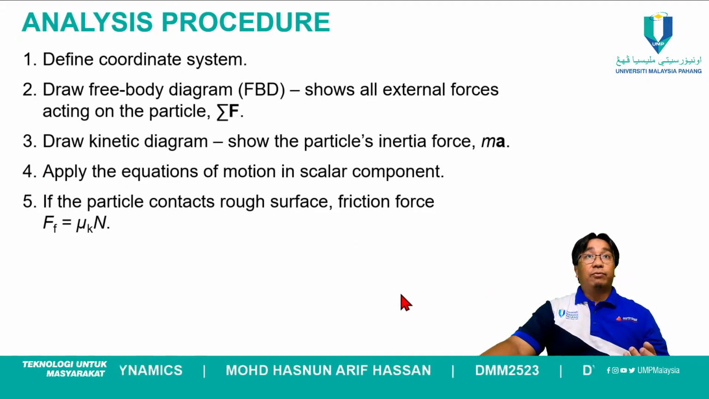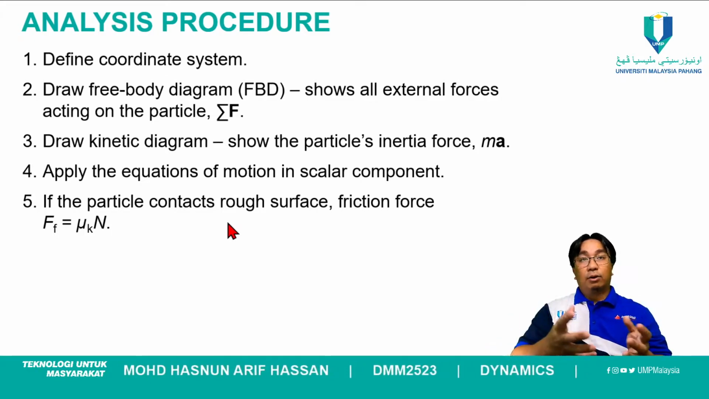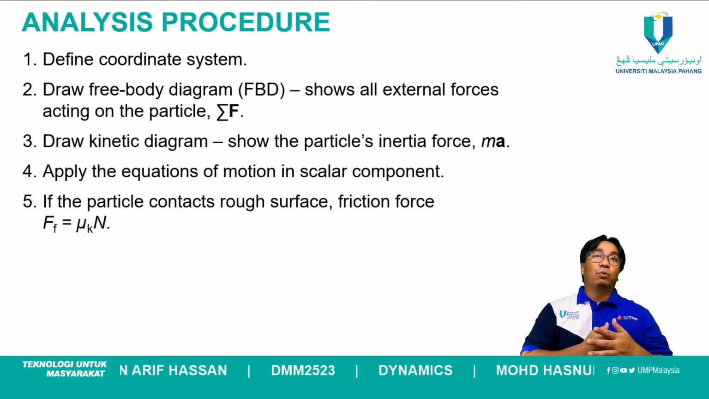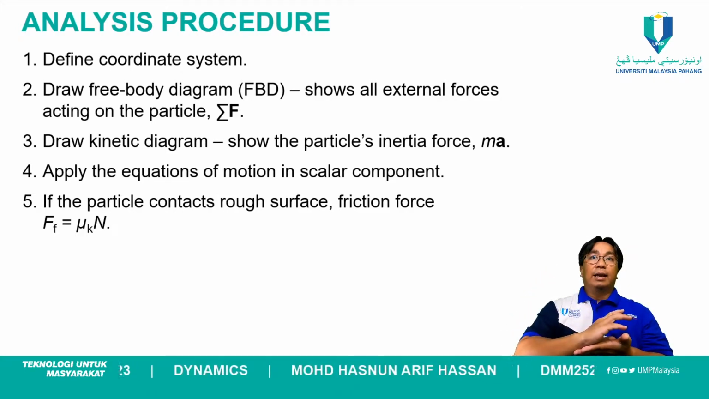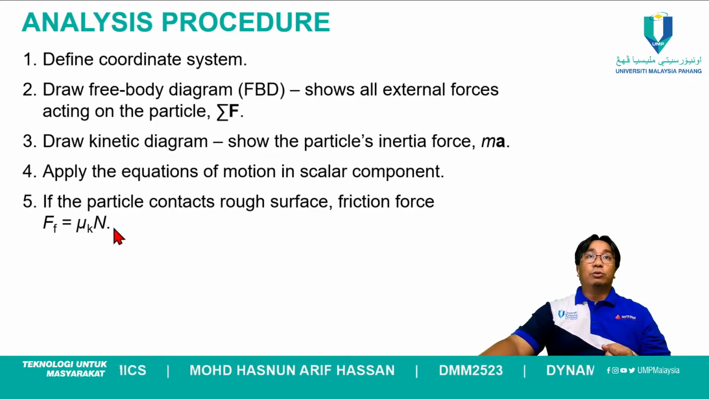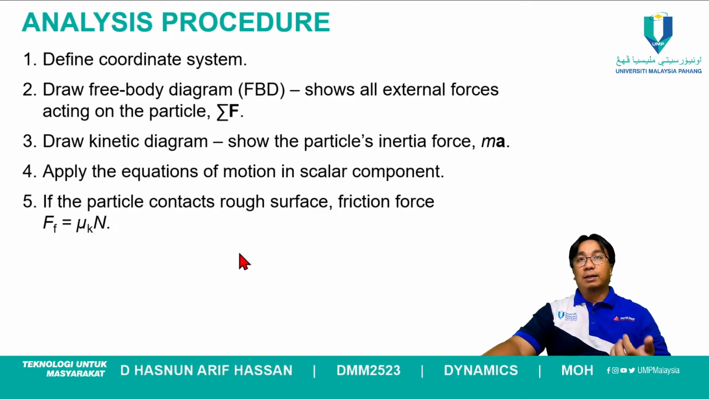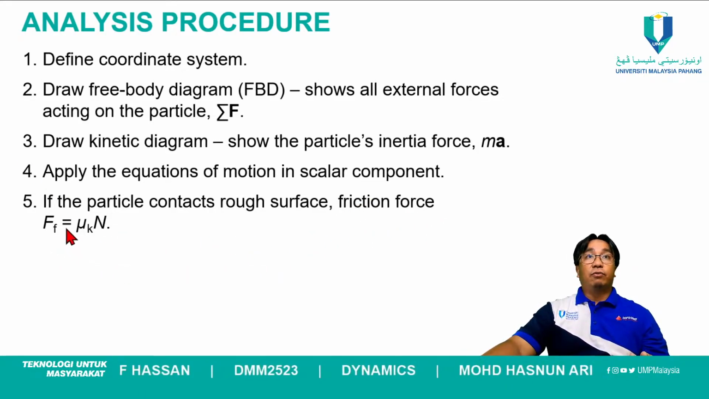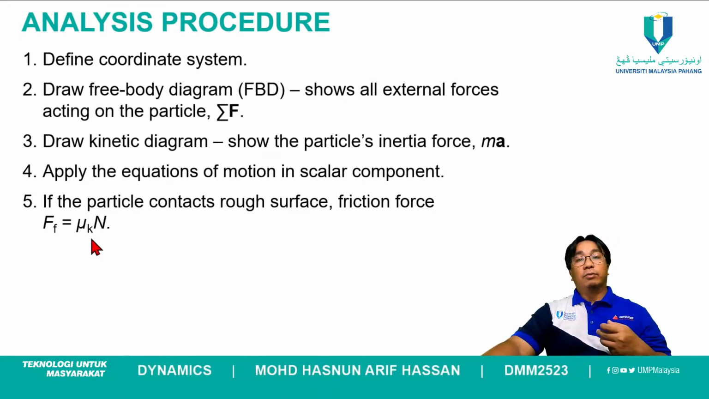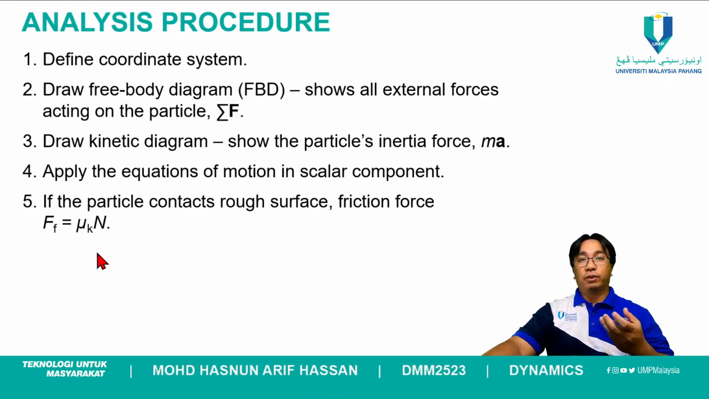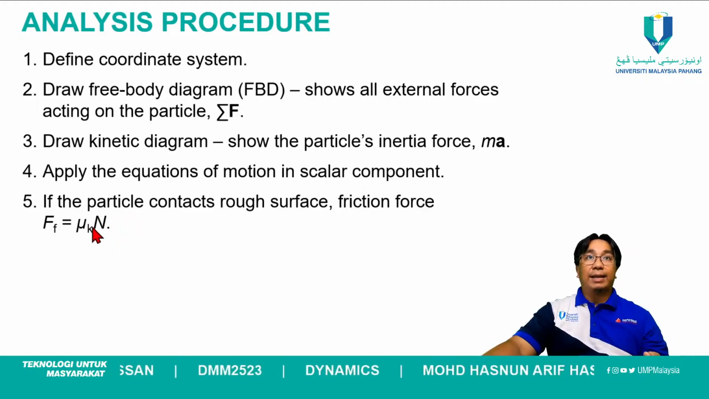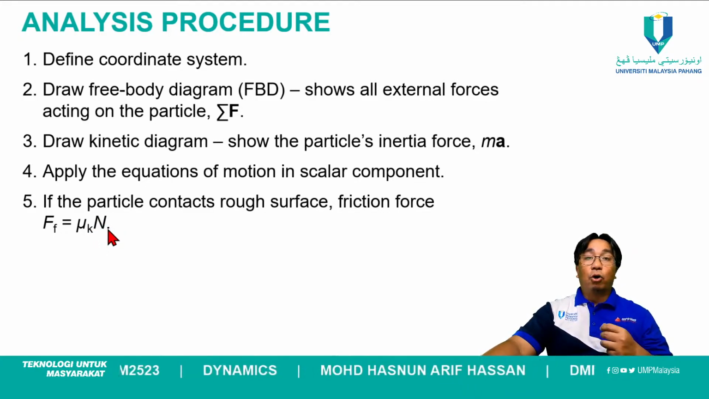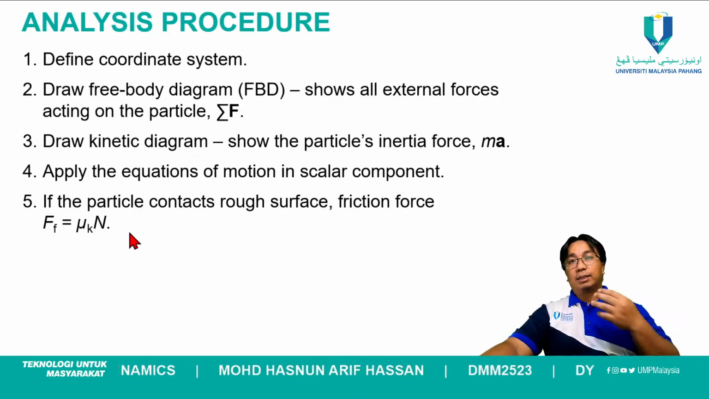Step number 5, if the particle or the object is in contact with a rough surface, kalau dia tengah moving on a surface that has friction, so you need to also include friction force. Macam mana nak calculate friction force? Friction force is equal to mu. Mu is the coefficient of friction ataupun friction punya constant lah. Mu, coefficient of friction, multiplied with N. N here is the normal force. Nanti kita tengok what is the normal force.